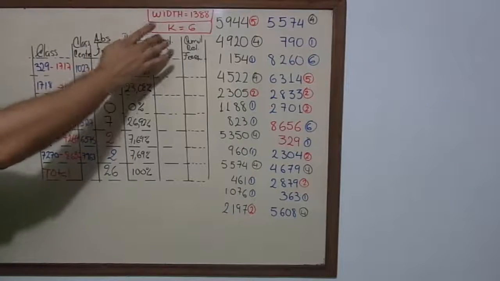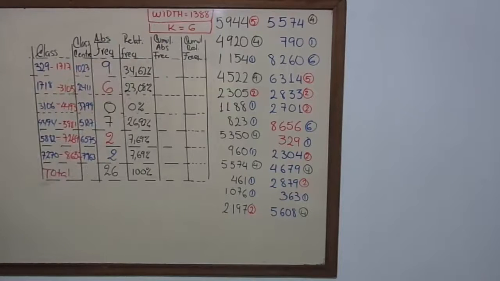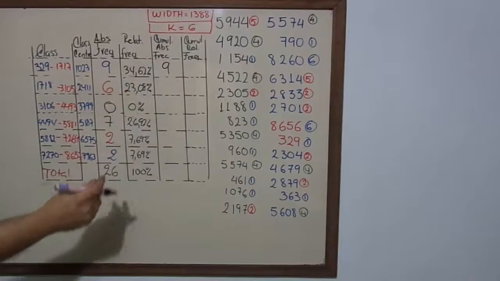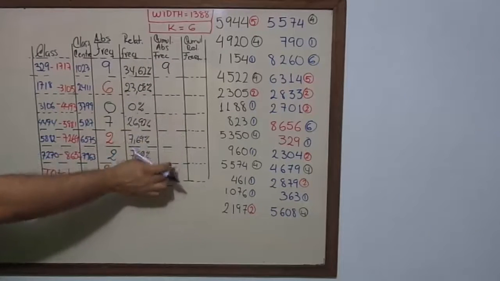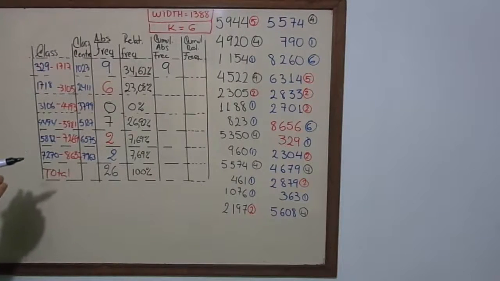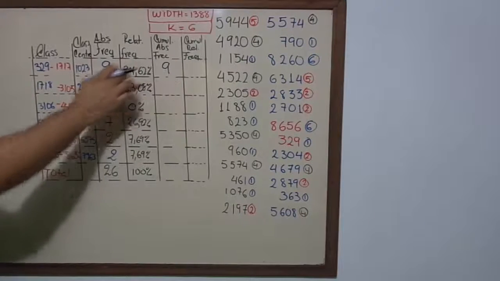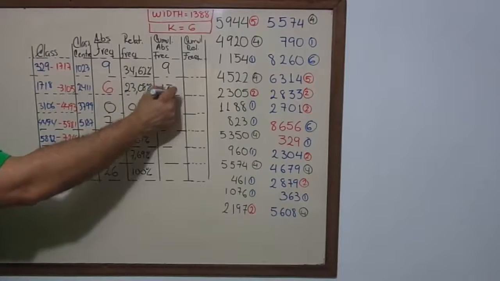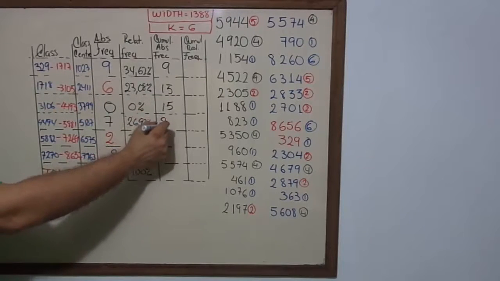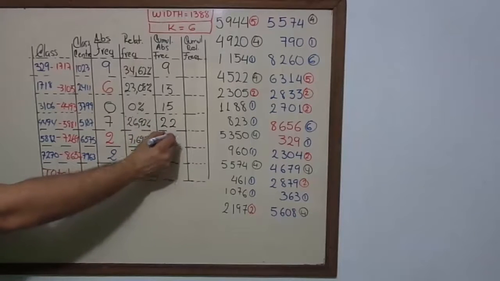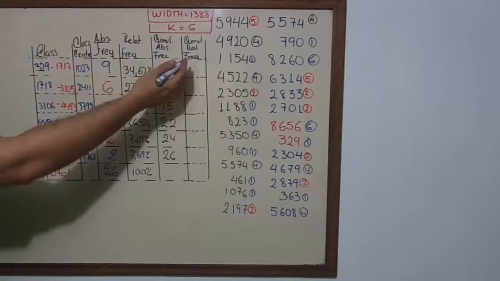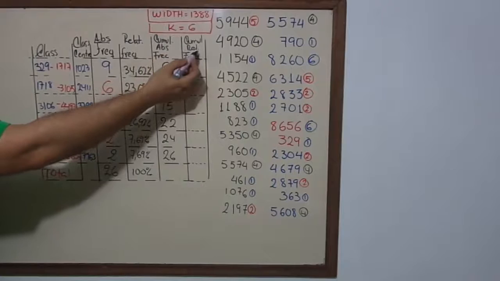Now, we need to find the cumulative absolute frequency. That means that we have to place the first number here, which is going to be 9, and then further additions of the absolute frequency of the next class. That means 9 plus 6, that's 15, plus 0, that's 15, plus 7, that's 22, plus 2, that's 24, and this is 26 finally.